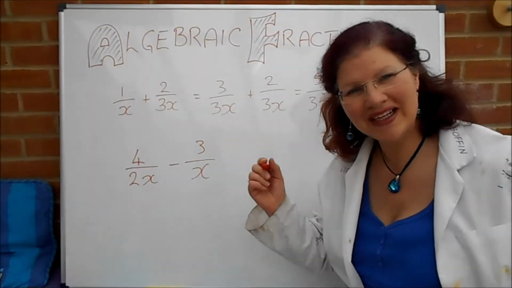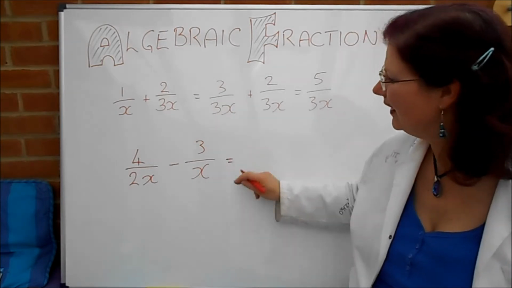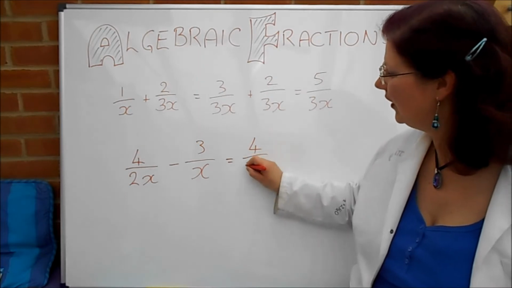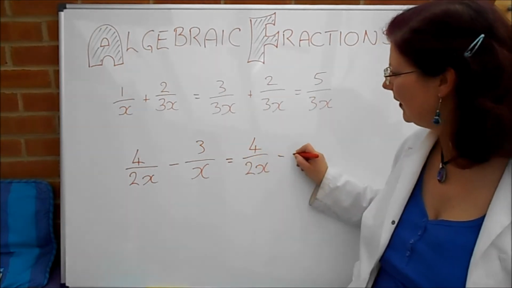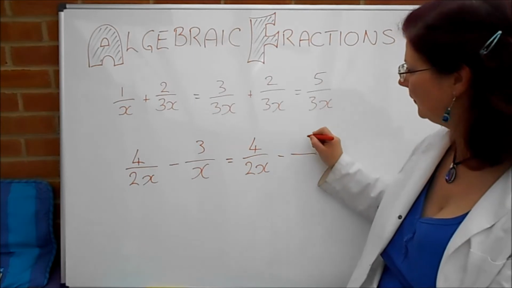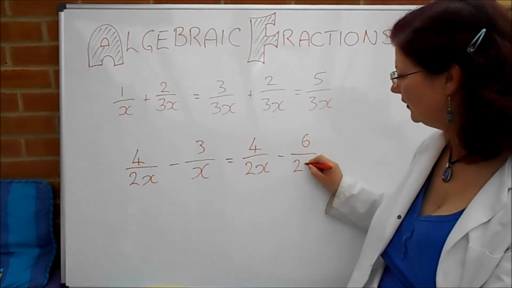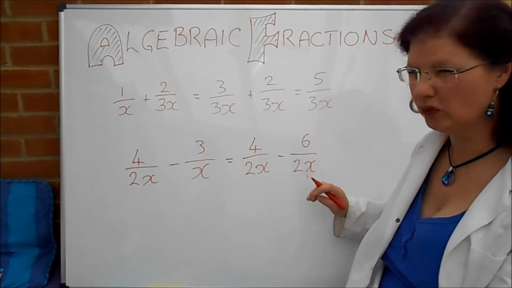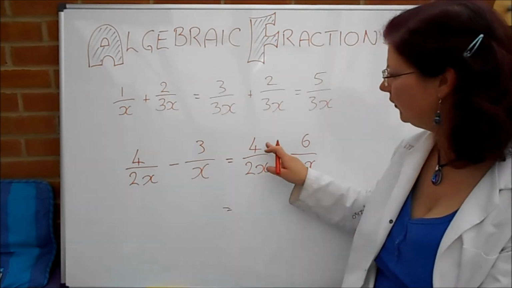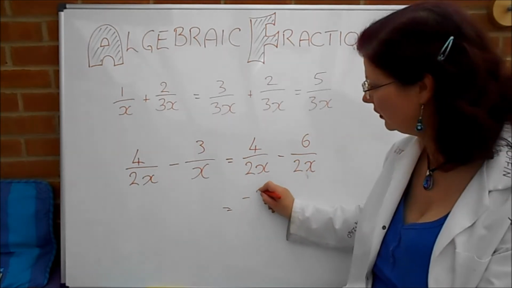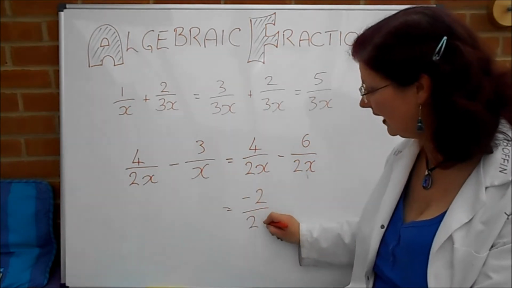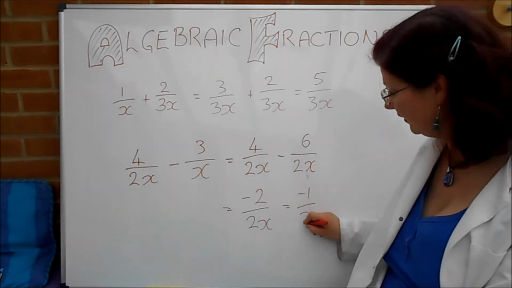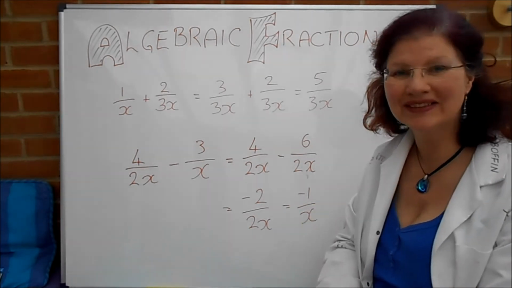Okay, hopefully you got that one right. Let's just work through it. We're going to change the bottom one of this to match that one over there. So we're going to have 4 over 2x, take away, and then I'm going to double top and bottom, 6 over 2x. That's supposed to be an x. So that gives us 4 take away 6 is negative 2 over 2x. And you can actually simplify that one into negative 1 over x if you want to.